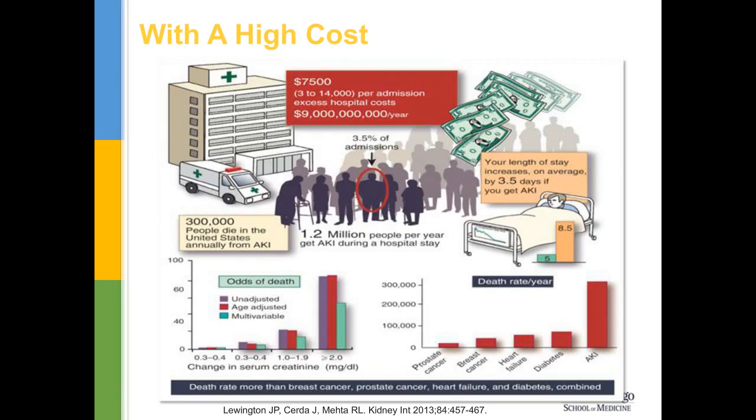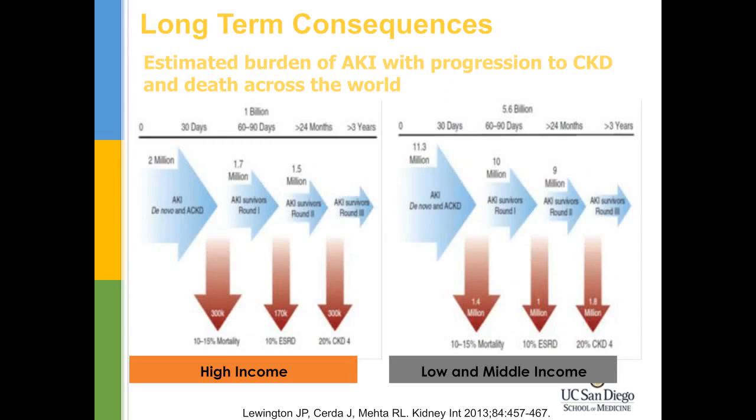When we go into a broader perspective and look at the burden across the world, you can see that in the high-income countries, as you go from an episode of acute kidney injury, you can have a significantly high mortality of about 10 to 15%, and then consequently develop chronic kidney disease and end-stage renal disease. And when that translates to low- and middle-income countries, you can see the magnitude of that burden is considerable.